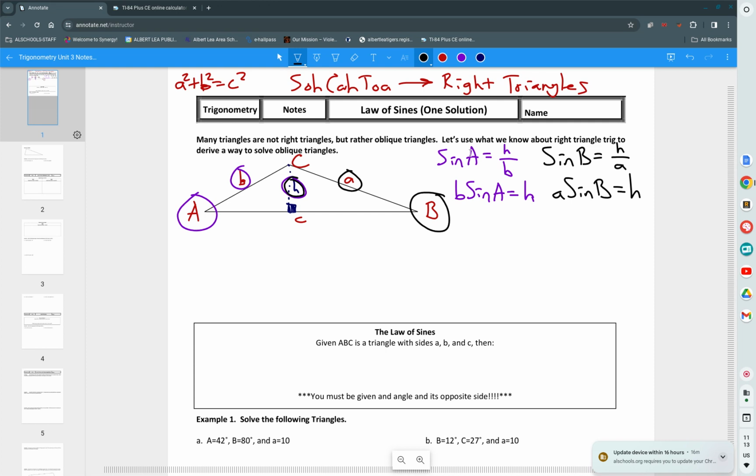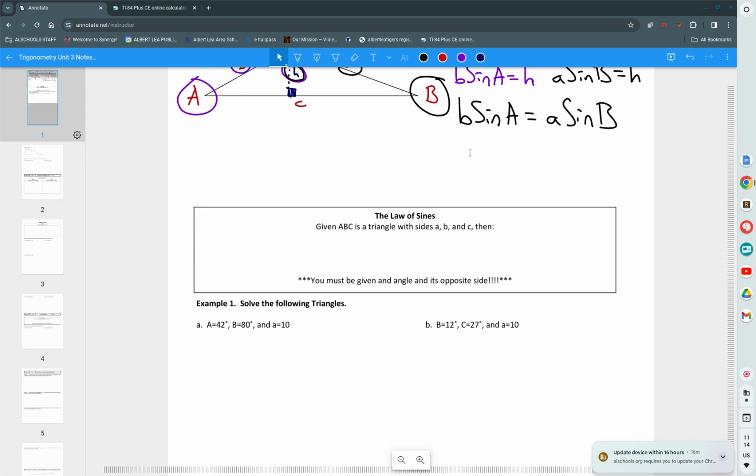I mean, if I say I'm the same height as Hannah, and Hannah is the same height as JJ, then that means that I'm the same height as JJ, right? So this one's equal to H, this one's equal to H, so they both must be equal to each other. So B sine of A is equal to A sine of B. And that's a really useful formula.